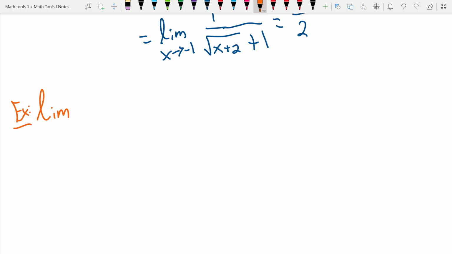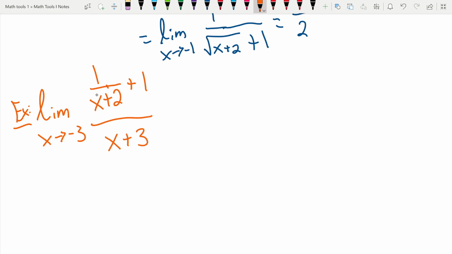Okay, so now we're going to look at the limit as x goes to -3 of (1 over x plus 2, plus 1) all over x plus 3. So we saw how to deal with complex fractions before, meaning that we have a fraction within a fraction. So we essentially want to first, wherever that complex fraction is, it might be in both the numerator and denominator, find the common denominator in that part of the fraction.